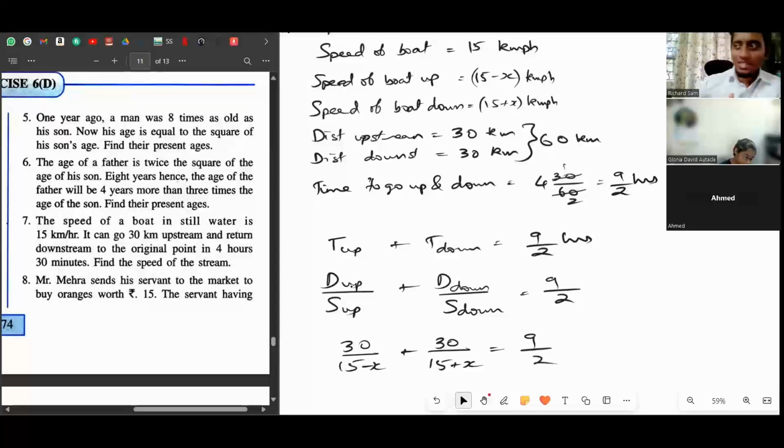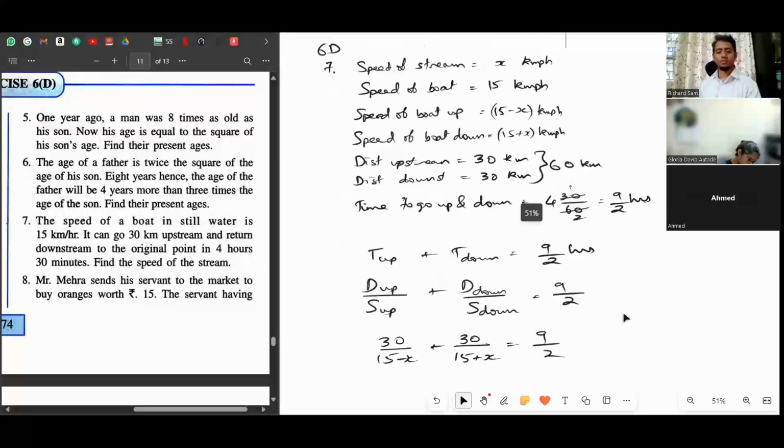It was a speed based question, but it was not like the normal speed where you just do time minus time. Here it is time plus time. Most of the time you'll have time minus time whenever they give you the difference. This is faster by 30 minutes, this is faster by 20 minutes, then you're doing time minus time. But here it is time upstream plus time downstream is 9 upon 2 hours. Understood, Aman? The time taken to go up and come back is totally 9 upon 2 hours. In place of time, we put distance upon speed.